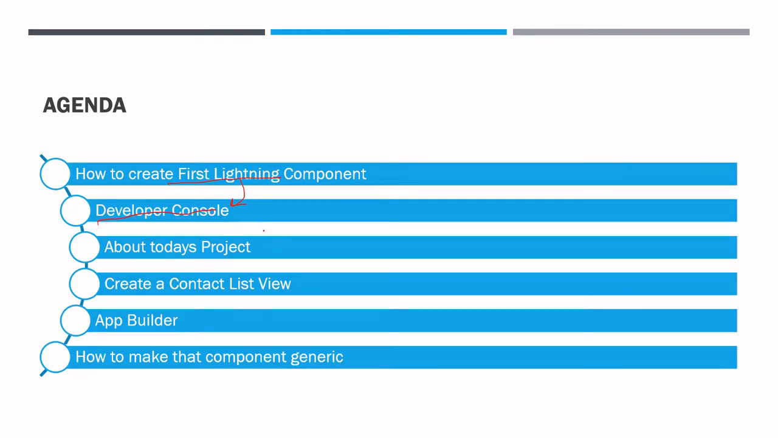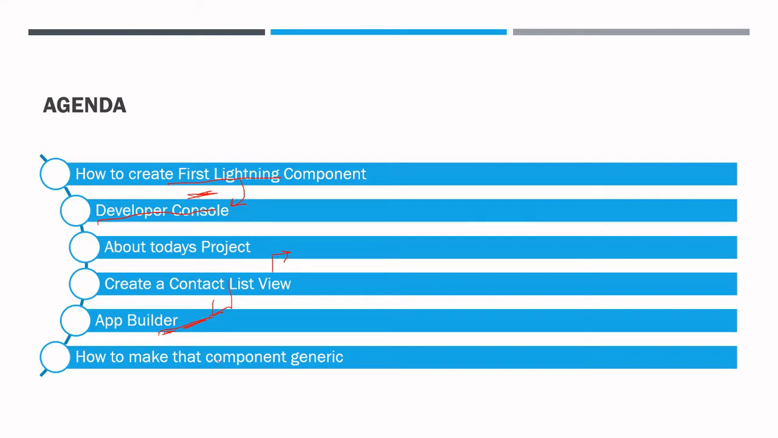Since it is a project specific course, the first component that we will create is not going to be a hello world kind of component. It will be a list view. List view means it will contain the information of all contacts. We will create it through our coding. Then we will check how we can use this list view in our applications, like sales applications and service applications, so that other users can view it.